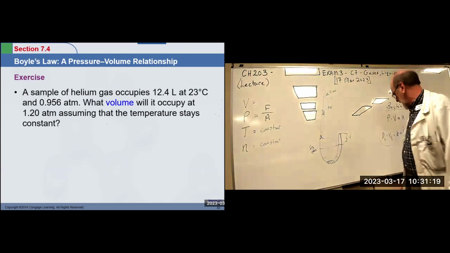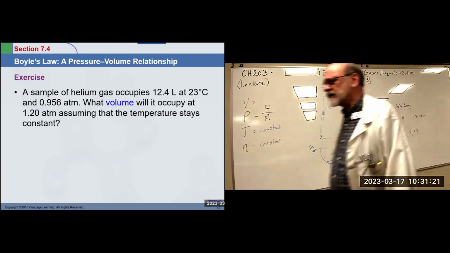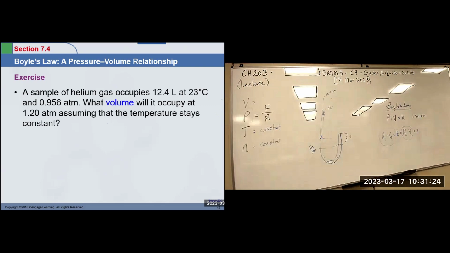Okay, so for this exercise, I'm not sure if I need to do it or if it's worked out for us.